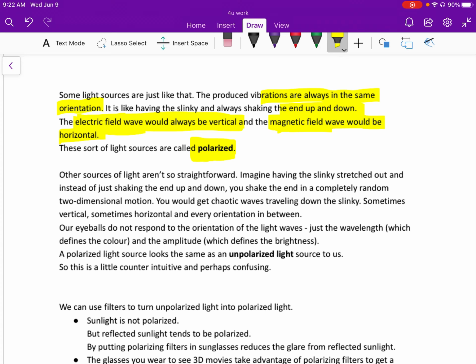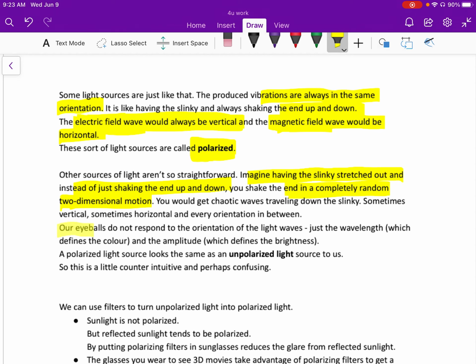But there's a whole bunch of light sources that aren't that straightforward. Imagine that you took your slinky and you stretched it out, but instead of shaking the end just up and down, you took the end and you just shook it in totally random two-dimensional motion. Sometimes up and down, sometimes left to right. You just shook it all over the place, kind of like a mad person.